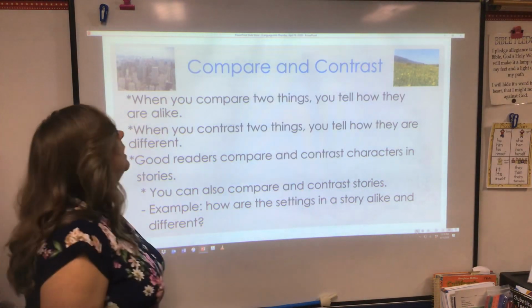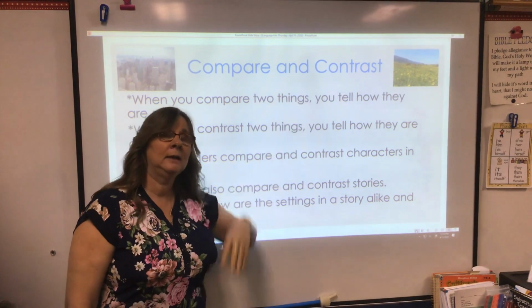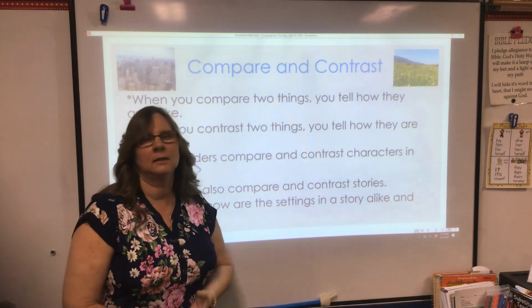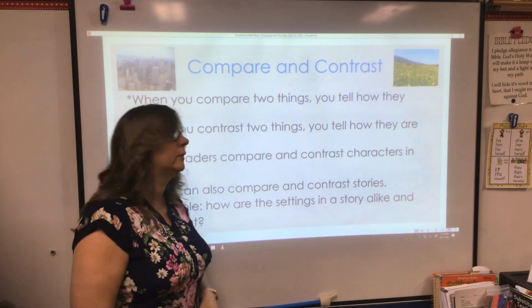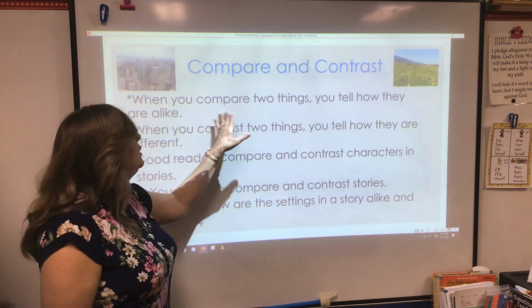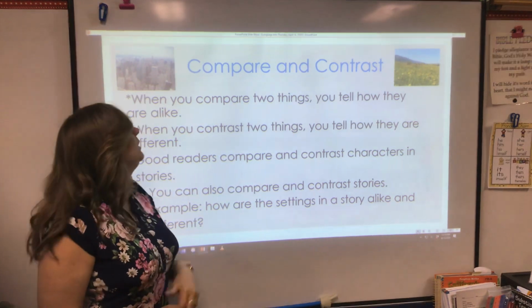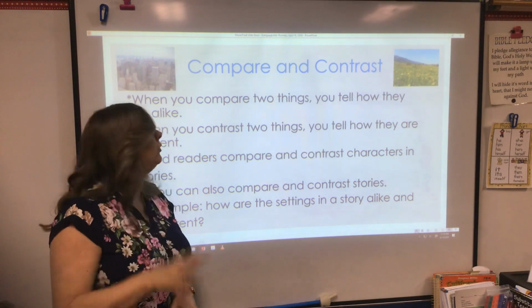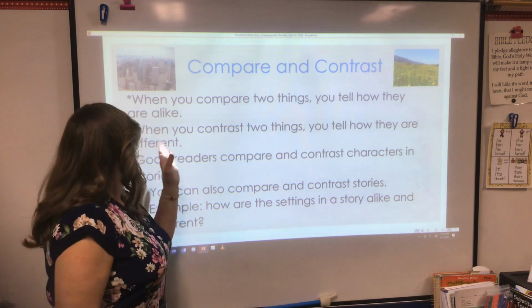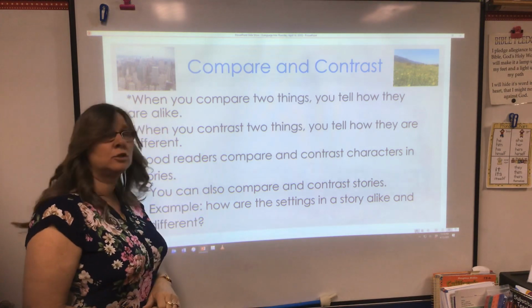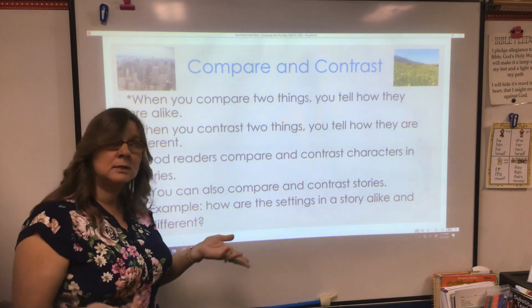So today we're going to talk a little bit about compare and contrast. We've talked about it in the past before, but we're going to go over it. We're going to go over the pages together. When you compare two things, you tell how they are alike. And then when you contrast two things, you tell how they are different.